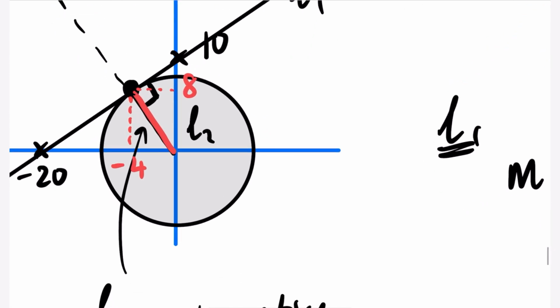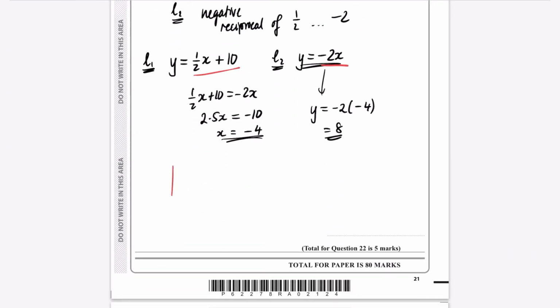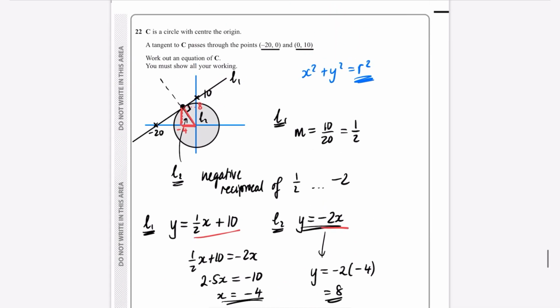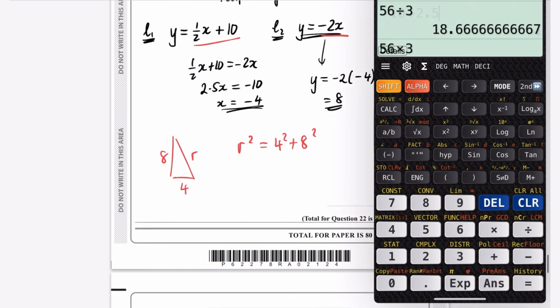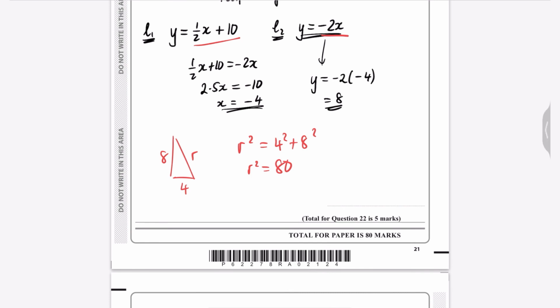Now looking at this triangle, we know that this part of the triangle is 8, this part of the triangle is 4, so I can do Pythagoras to find out the radius. So I'm going to draw that little red triangle that I had here. We had an 8 and a 4, and this is the radius. So we know that the radius squared is 4 squared plus 8 squared. That's all I need to find out for the equation. I just needed to find out what the radius squared is. So 4 squared plus 8 squared is 80. So the radius squared is 80, meaning that the equation of the circle is x squared plus y squared equals 80. A very challenging last question.